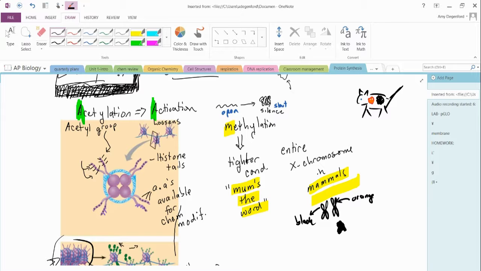Now, what's really wild is that for female mammals, and this includes humans, but cats, we see it a little bit cooler.